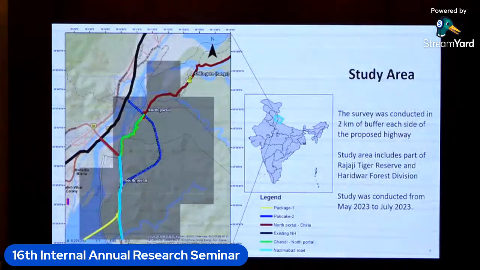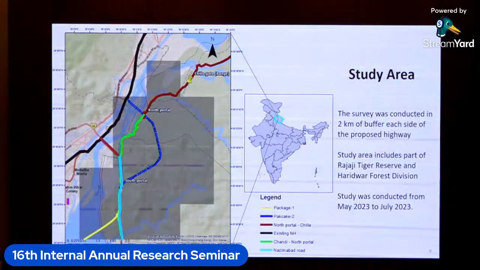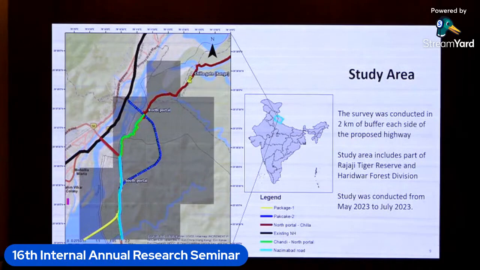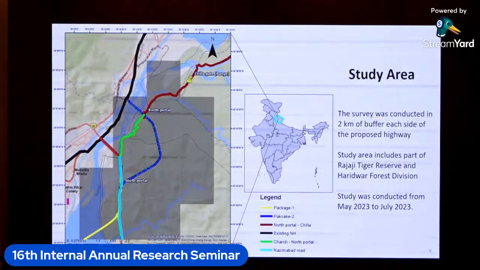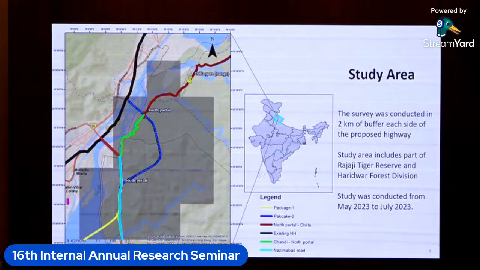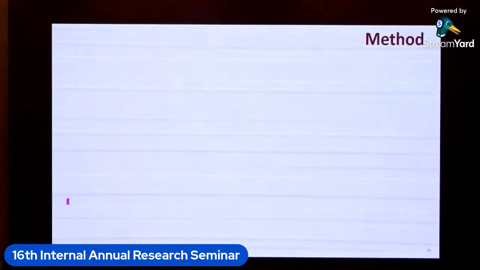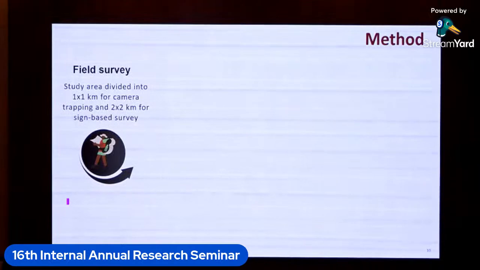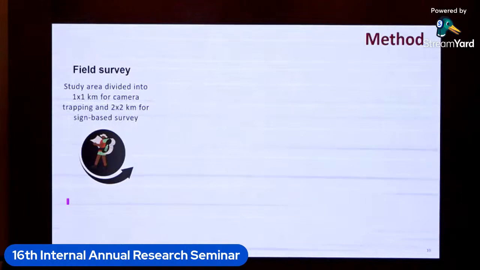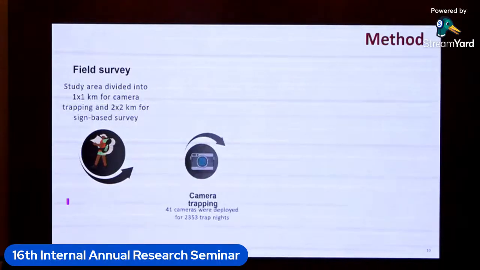This is our study area comprising the Chilla range of Rajaji National Park and the Shampur range of Haridwar Forest Division. We took a buffer of 2 kilometers on both sides of the proposed tunnel, and the study was conducted. Field survey was conducted from May 2023 to July 2023. For the field survey, we divided our study area into two grid systems, 1 by 1 kilometer for camera trapping and 2 by 2 kilometer for sign surveys.